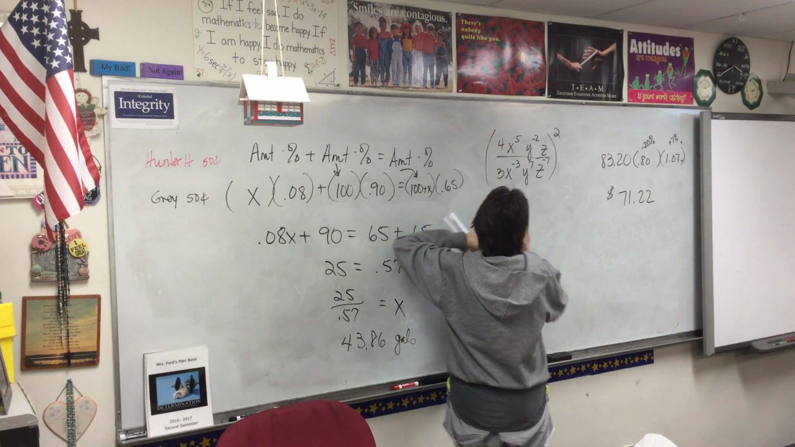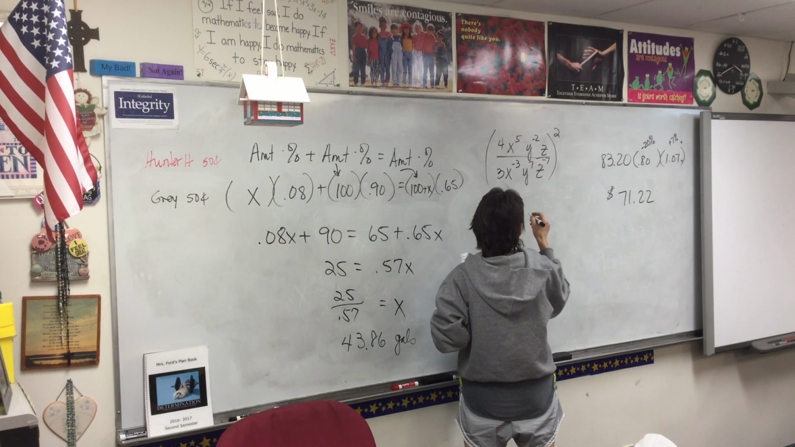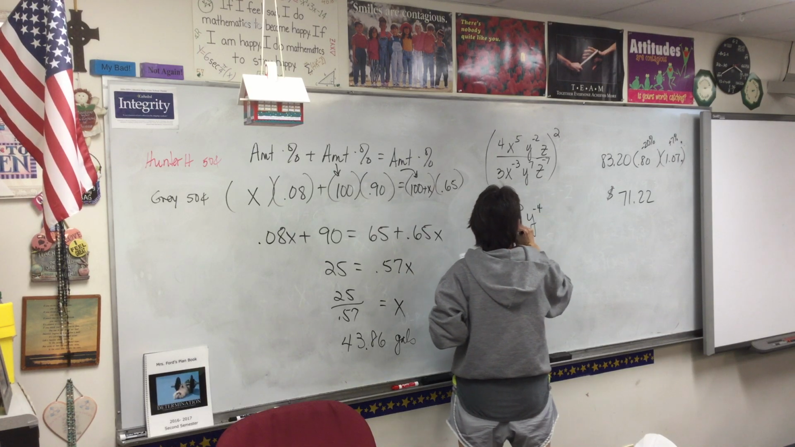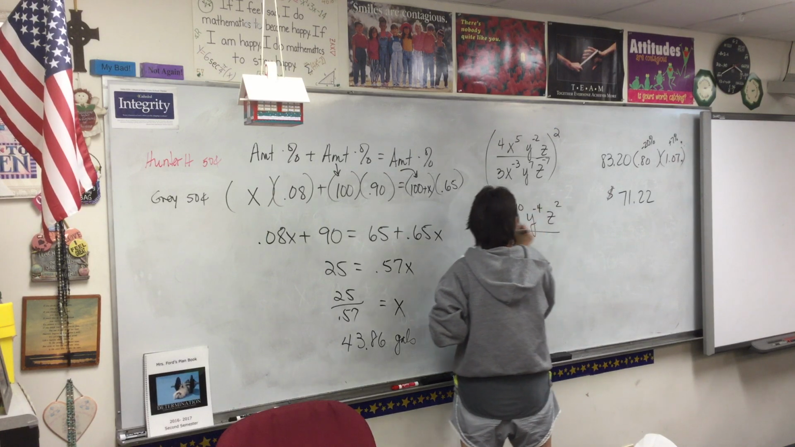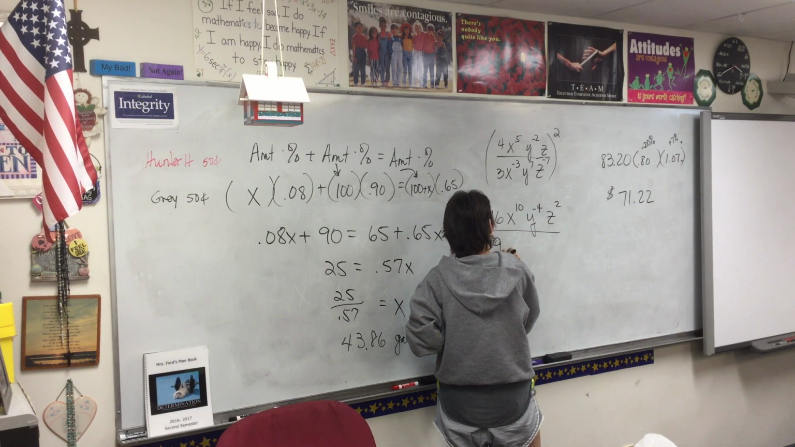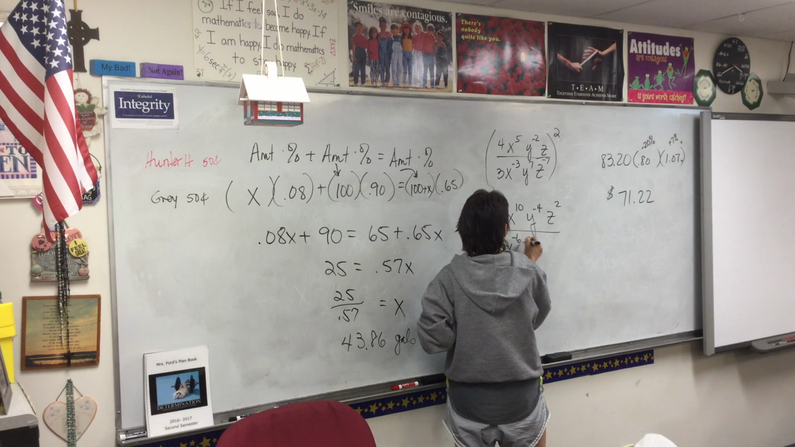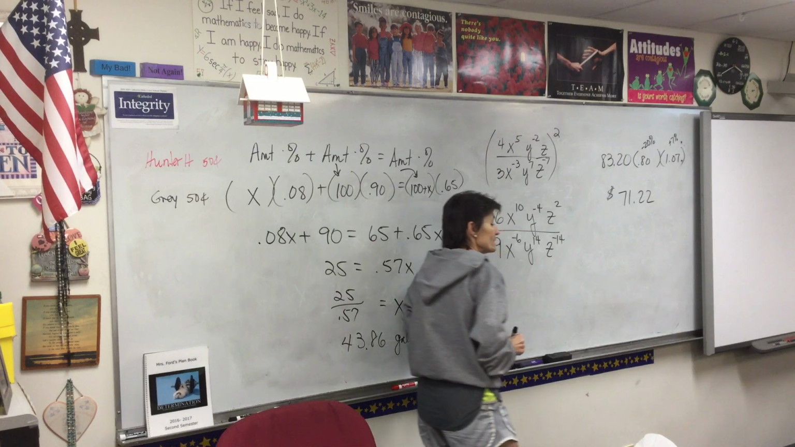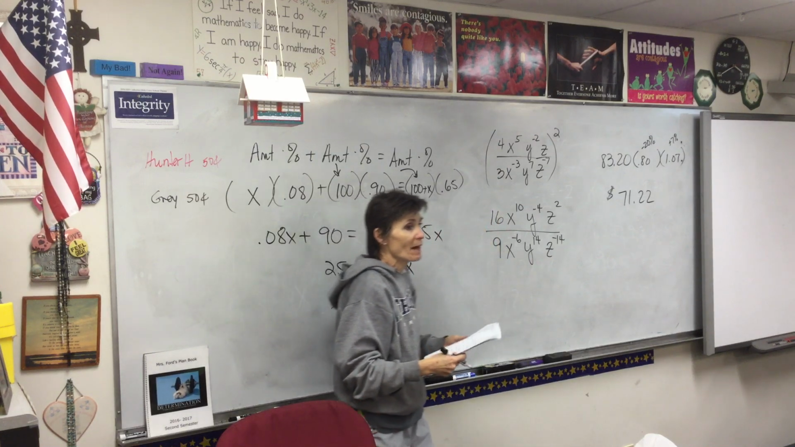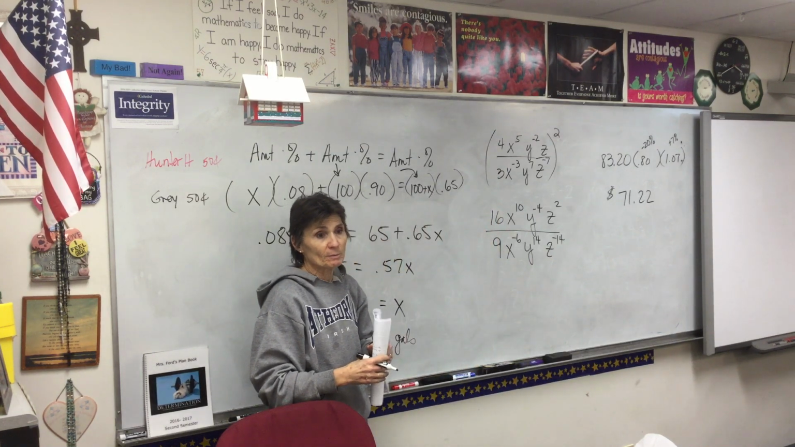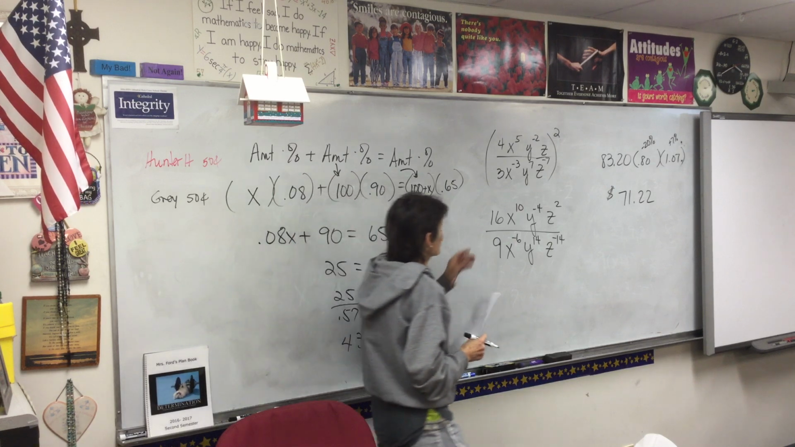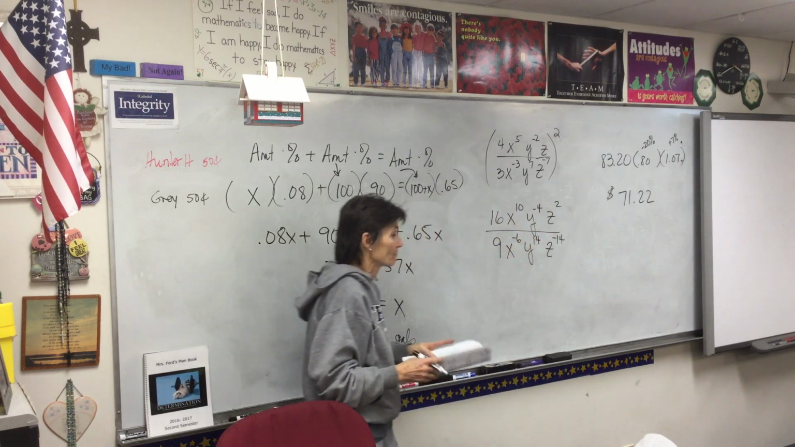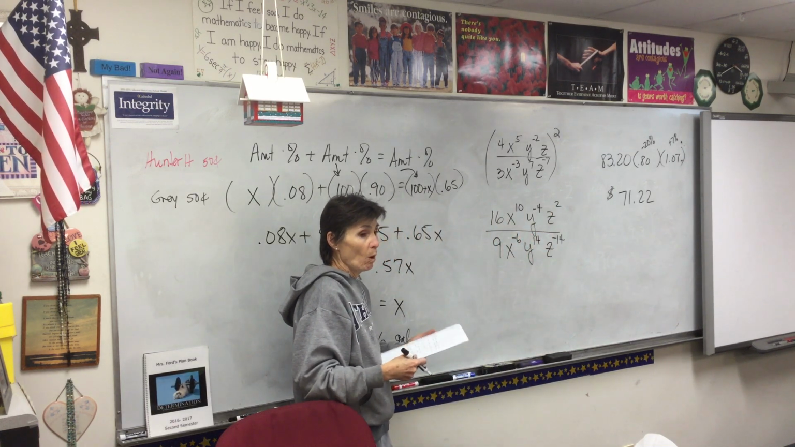So that would be 16 x to the 10th y to the negative 4th z squared over 9 x to the negative 6th y to the 14th z to the negative 14th. Remember, when you raise a power to a power, you multiply the exponents. So x to the 5th to the 2nd is x to the 10th. So that's step 1.